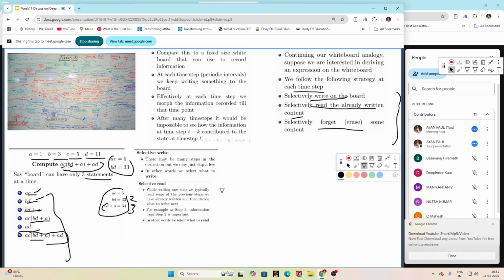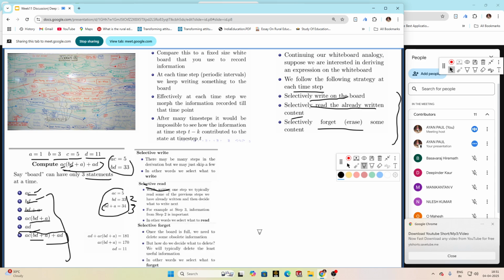Again, I am repeating: in selectively write, we just write a few statements. In selectively read, we write the third statement, but the third statement can only be written after reading the second statement. That is why we are selectively reading in this step.